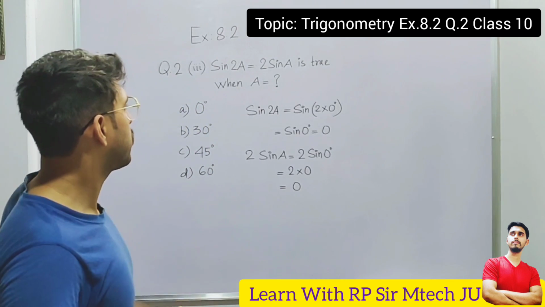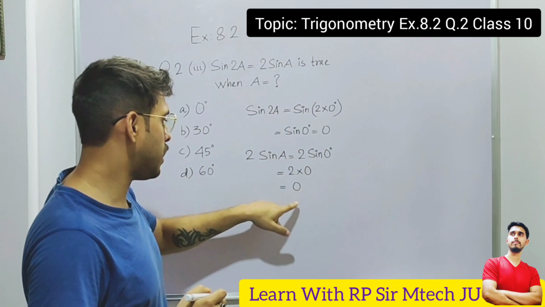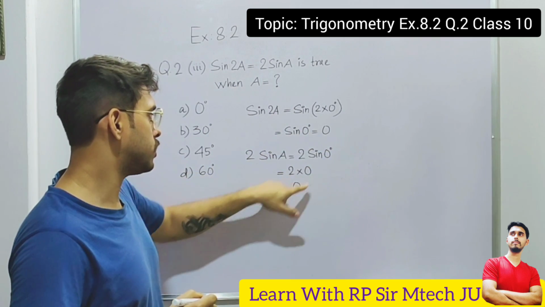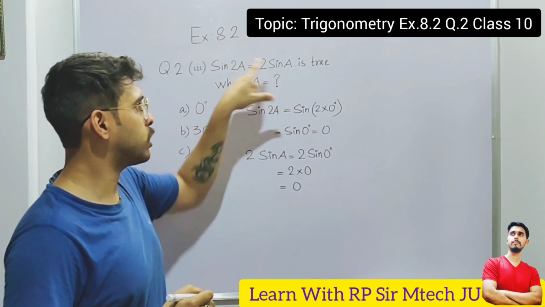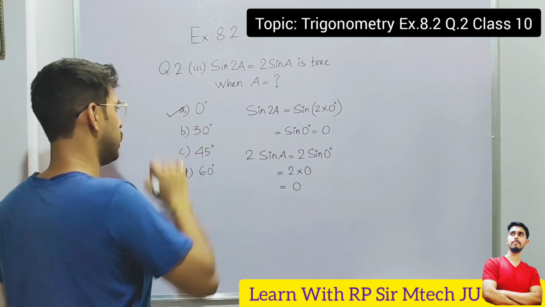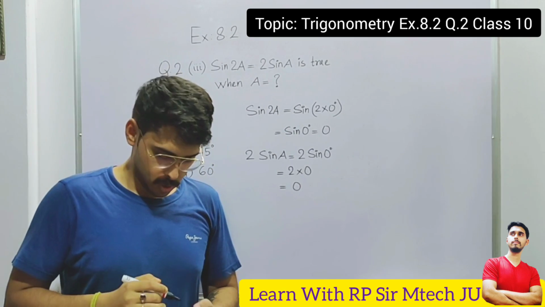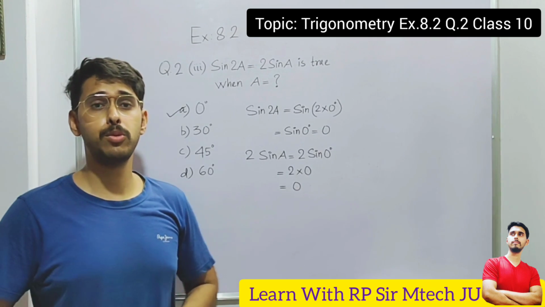So as you can see, the left hand side and the right hand side are giving us the same value, which is 0. That means for a equals 0, this particular equation is valid. So your option will be the first one. So in this way, we are going to solve this particular question. Let us move on to the next.